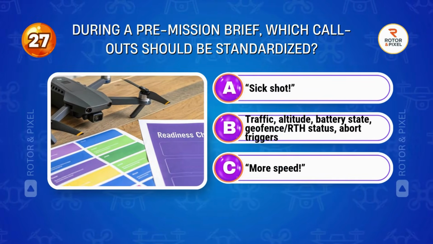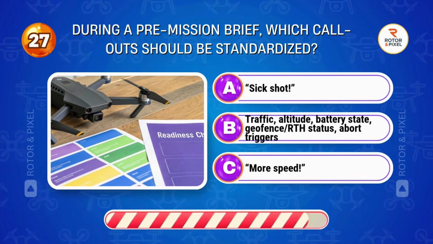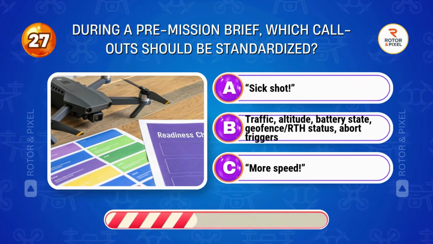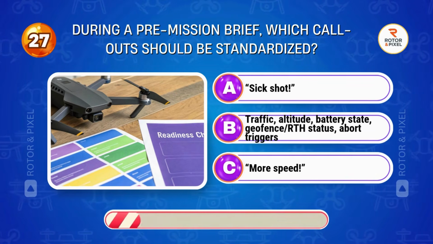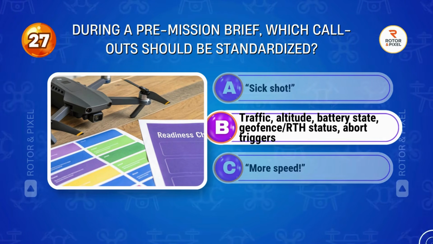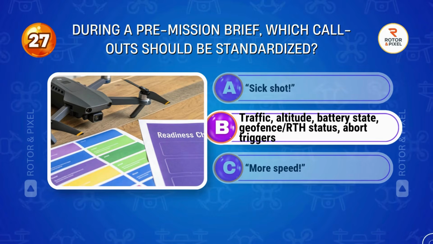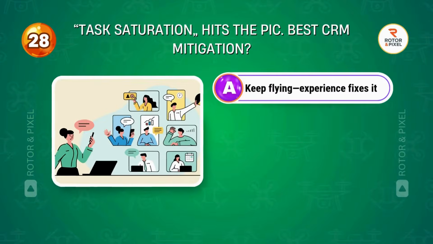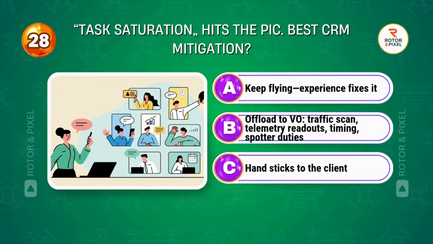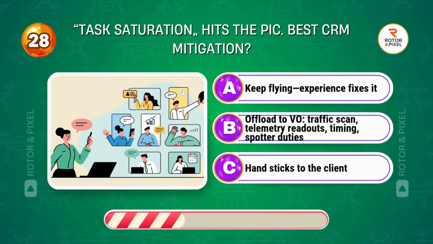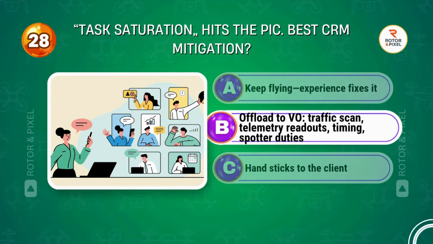During a pre-mission brief, which callouts should be standardized? Answer B. Traffic, altitude, battery state, geofence/RTH status, abort triggers. Task saturation hits the PIC. Best CRM mitigation? Answer B. Offload to VO.